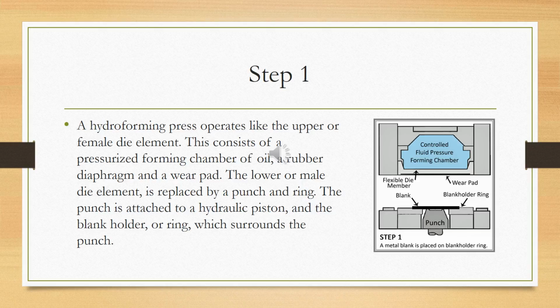Step 1 of this process: the hydroforming press operates like the upper or female die element. This consists of a pressurized forming chamber of oil, a rubber diaphragm, and a wear pad. The lower or male die element is replaced by a punch and ring. The punch is attached to a hydraulic piston and the blank holder or ring which surrounds the punch.